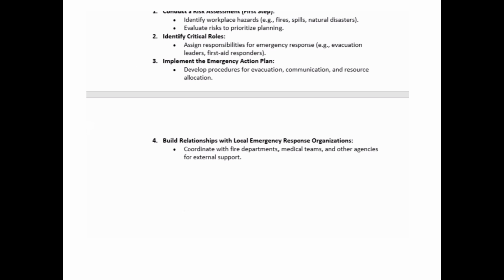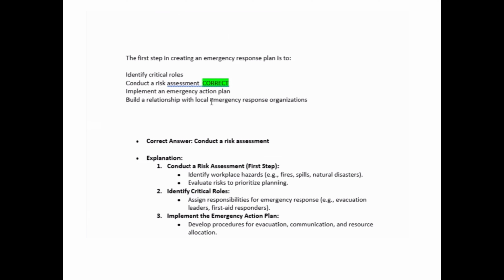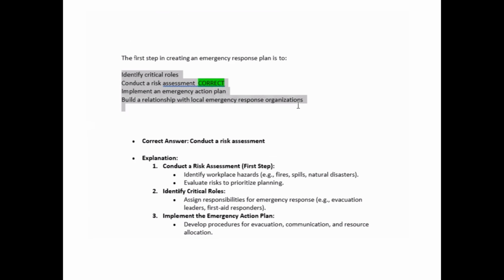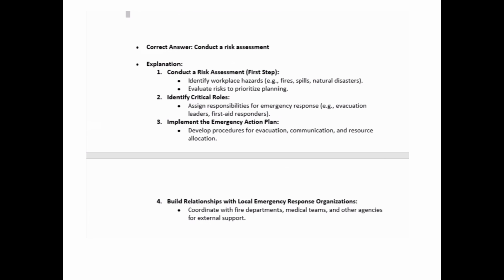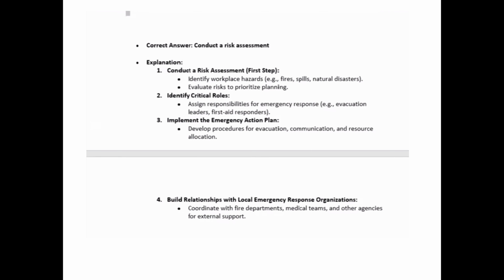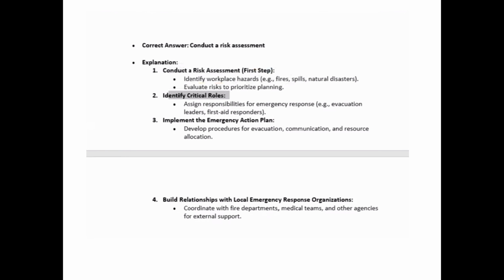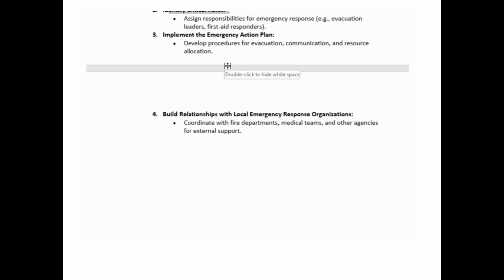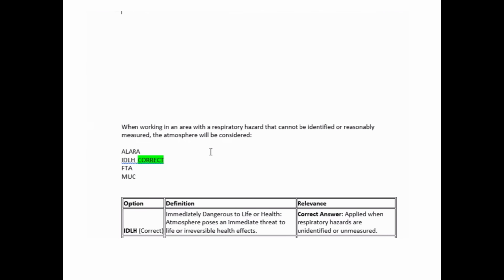So this we have to understand. This is a very, very important thing. Most of the time they ask this question, changing it here or there, but once you understand the concept regarding the emergency response plan, things are very easy. The first step is to understand the risk, that is, the risk assessment is the first step. In any hazard analysis, the first step is understanding the risk assessment. Then you assign the roles, then it comes to the emergency action plan, and then we go for building relationships and all those things. Okay, now moving into the next question.